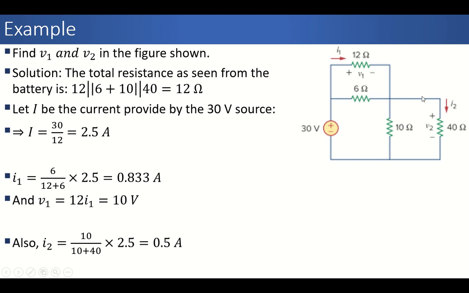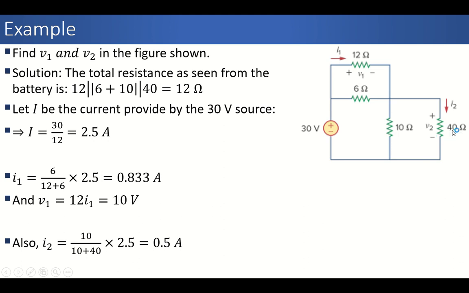Similarly, for I2, we can use the current divider rule. This will be 10, because we want to find the current here, so we have to take the opposite resistance that is in parallel with the resistance under consideration. This will be 10 divided by 10 plus 40, multiplied by 2.5. So this will be 0.5 amperes.